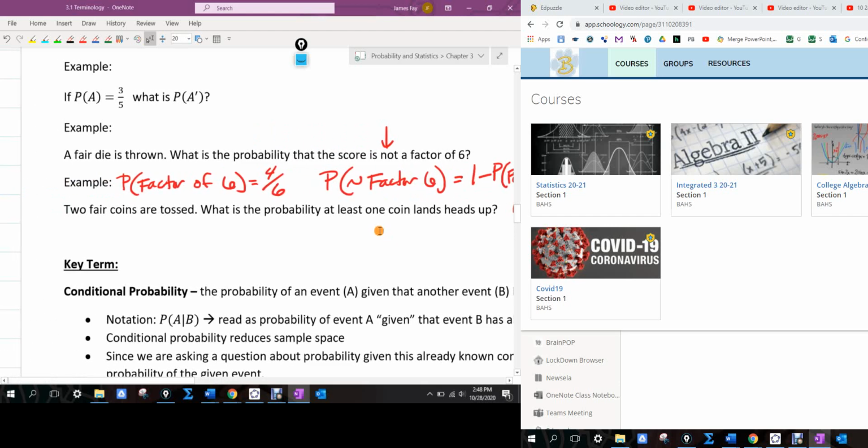2 fair coins are tossed. What's the probability of at least? So questions that say not and questions that say at least, I think, best set themselves up for using the complement rule. Okay.